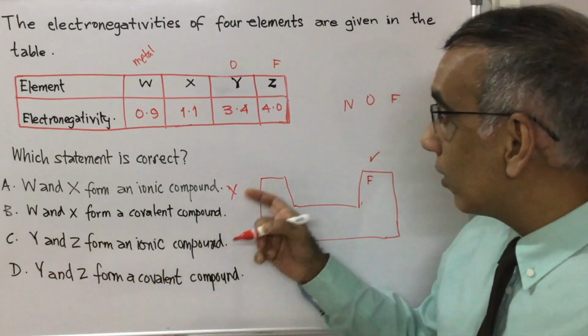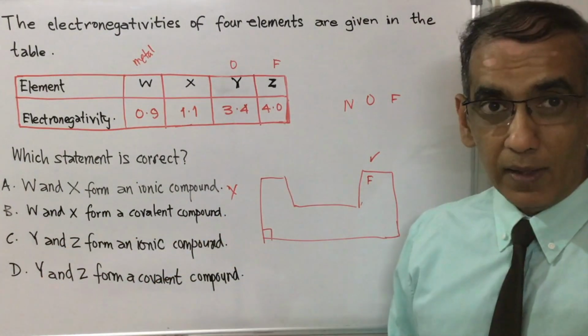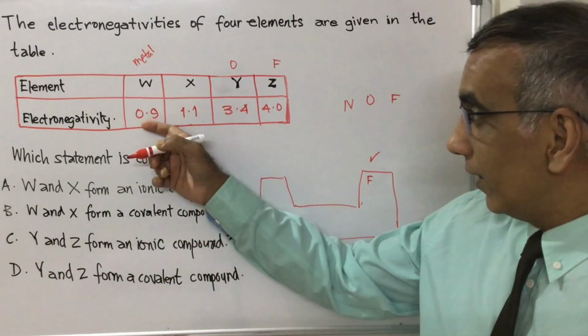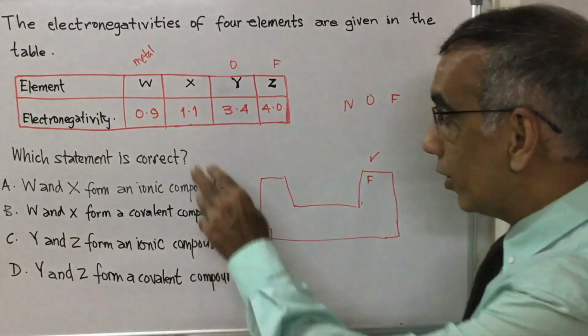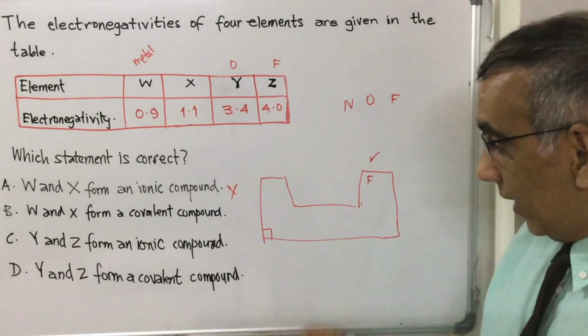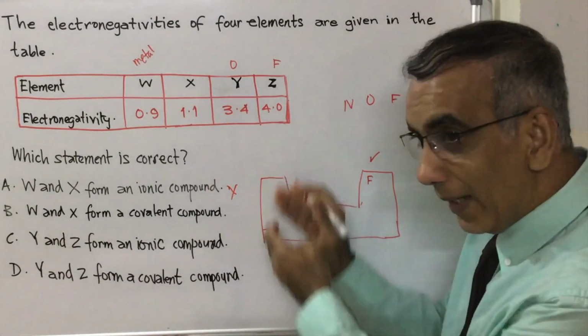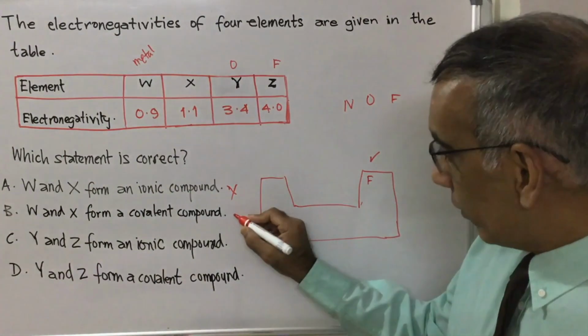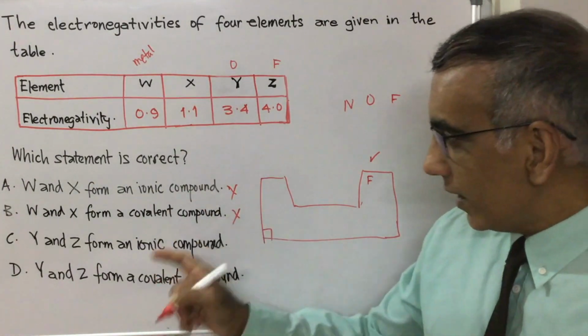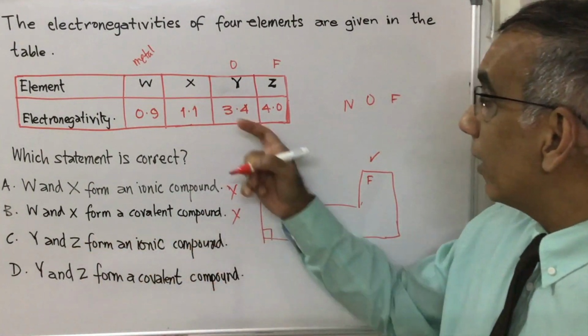B, W and X form a covalent bond. Now, they have an electronegativity difference of just 0.2, but with these low electronegativities, it means that they are going to be metals, and metals do not engage in covalent bonding, so we need to eliminate B. C, Y and Z form an ionic bond.